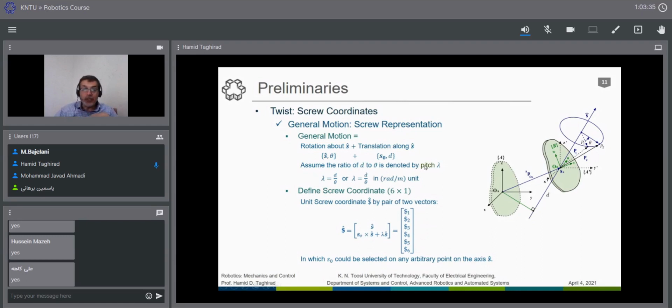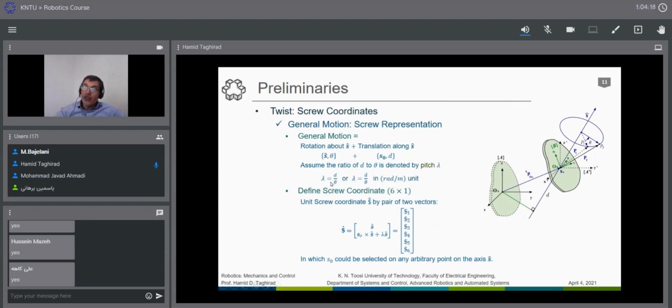We can denote it by a pitch, lambda, which is the amount that we move translationally when we have the complete rotation. This pitch lambda is defined by d divided by theta, the amount of linear motion with respect to the angular motion that we have, or more importantly, we can find the derivative of d dot with respect to theta dot as lambda. There is no difference whether we use position or velocity.